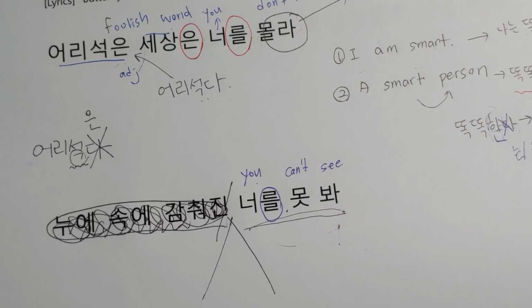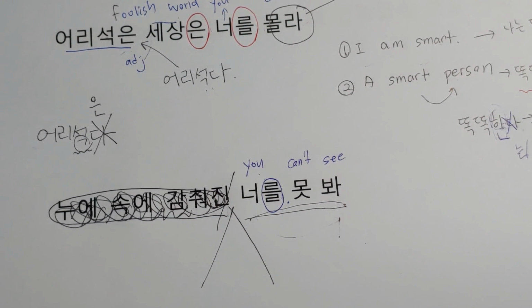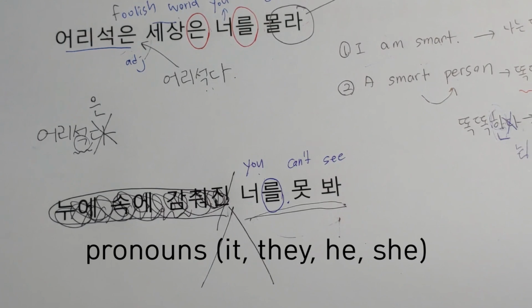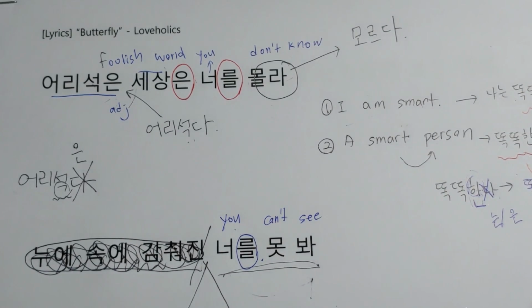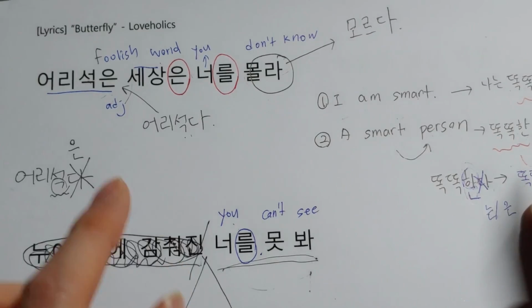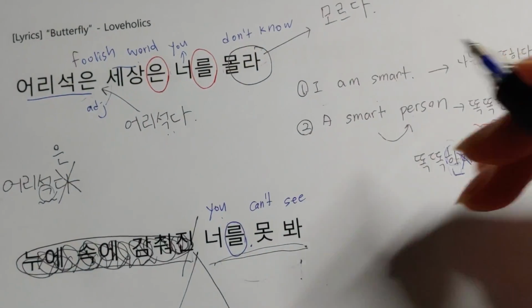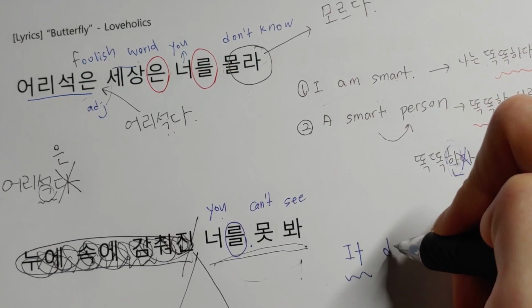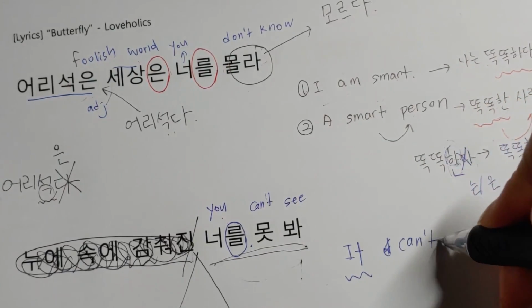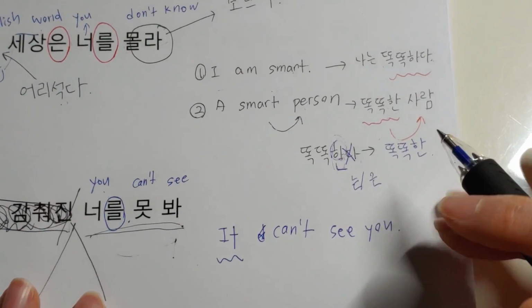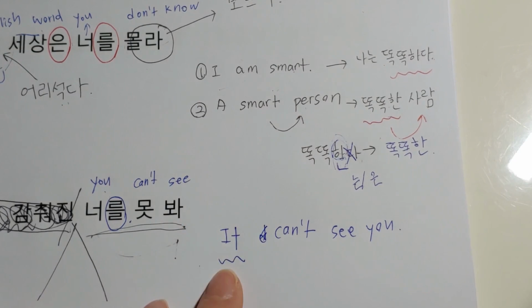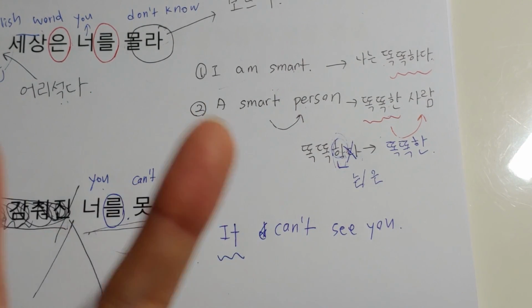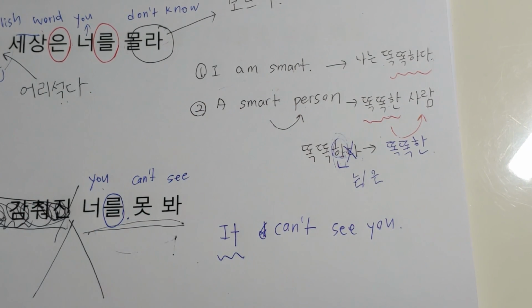In English, when the subject is obvious, you replace it with pronouns such as it. Like in this case, when the subject is repetitive, you can say the foolish world doesn't know you, and you can replace the foolish world with it, right? It can't see you. So when the subject is obvious, you replace it with pronouns like it, or they, or he, or she, depending on what the subject was.